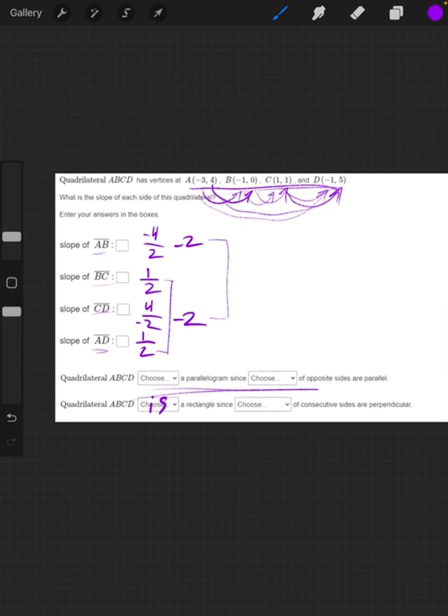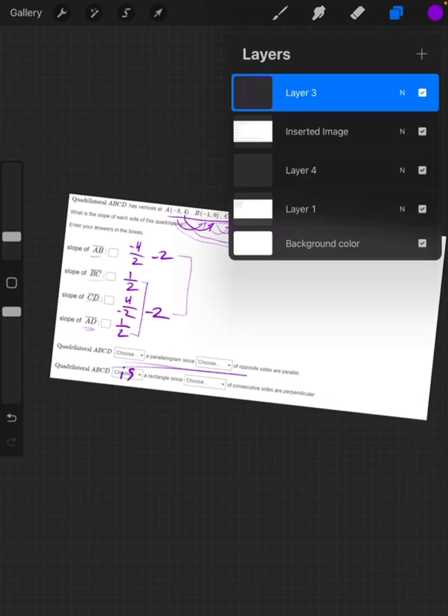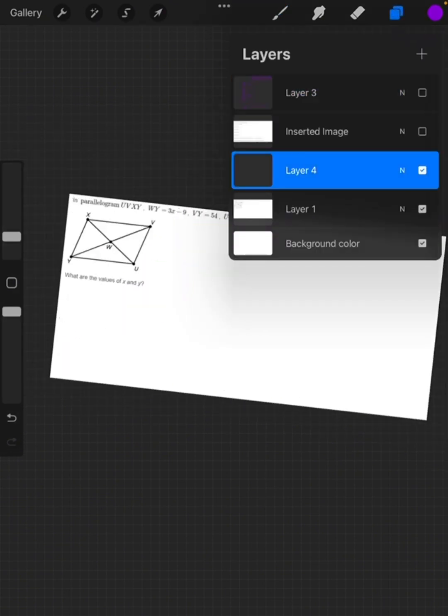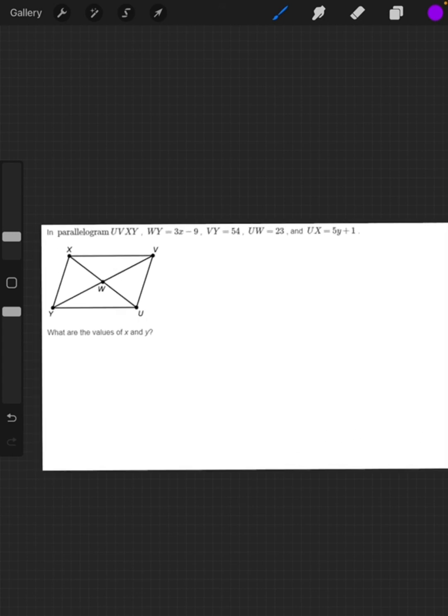Okay, so I don't think it is a rectangle because they're not negative reciprocals. They're the same thing. But it is a parallelogram, since the opposite sides are parallel. Okay. Got that covered. Let's go on to the second one and try to ignore the fact that I probably flunked the first one.